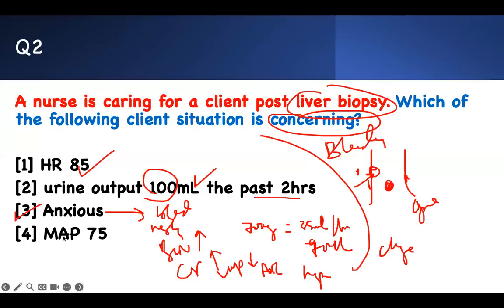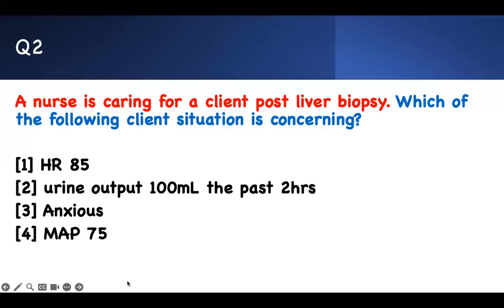This patient is bleeding. MAP of 75, that means your blood pressure is good. A MAP of 65 to 75 is great. Therefore, the only client that is concerning is the anxious one. Nobody will be anxious just like that. It means they're bleeding. They're asking for something for you to cure them. So 3 is your right answer.